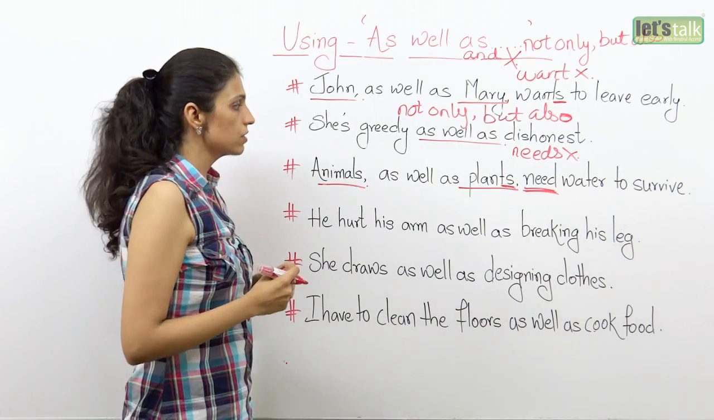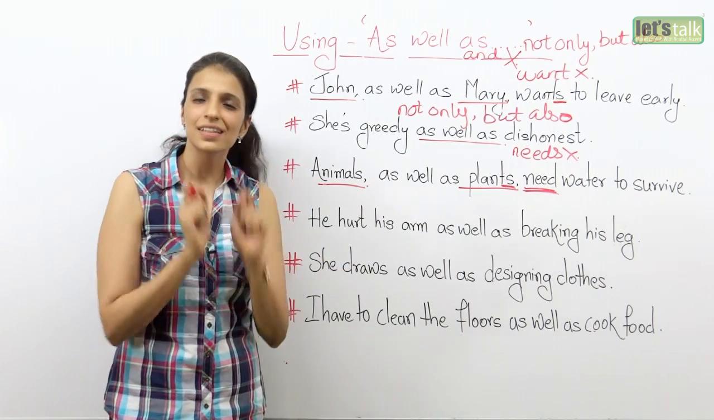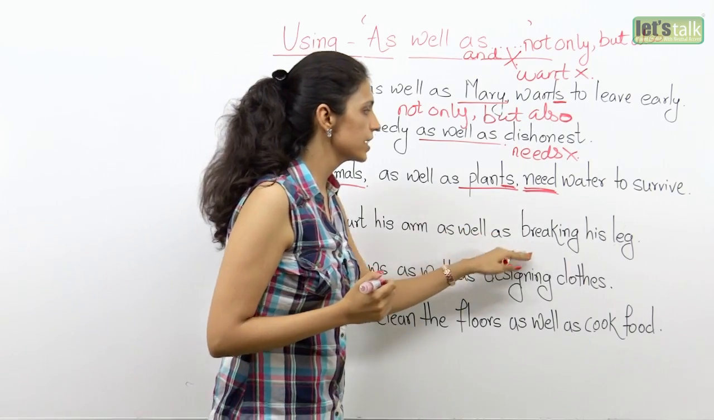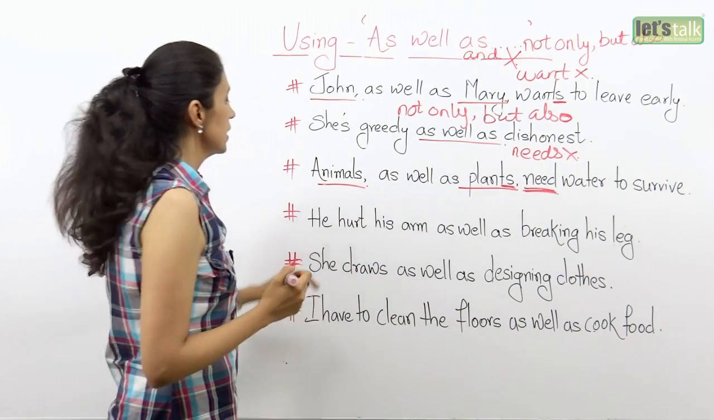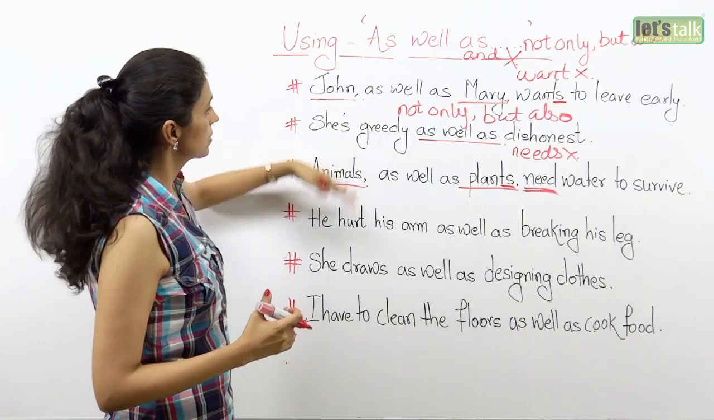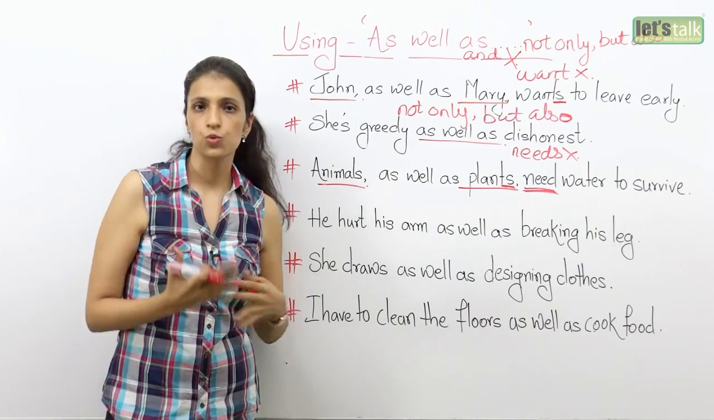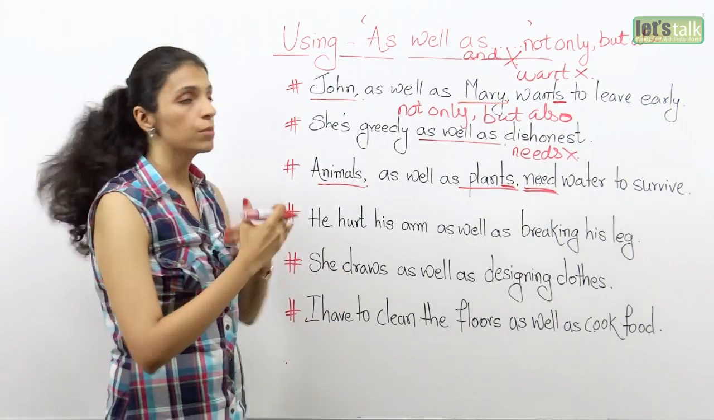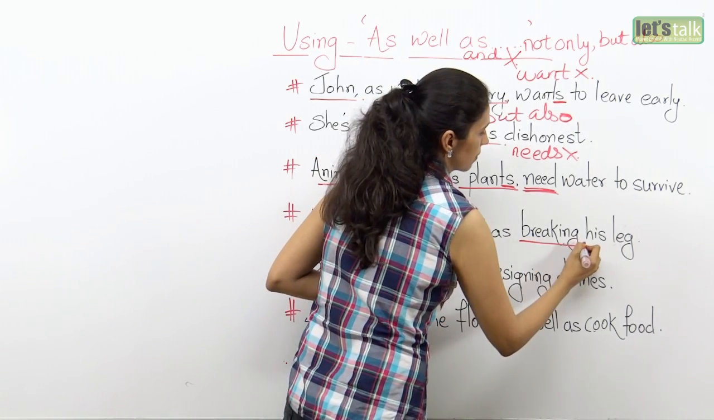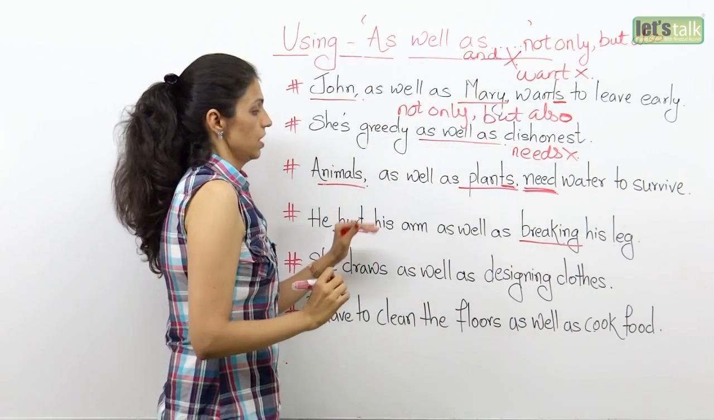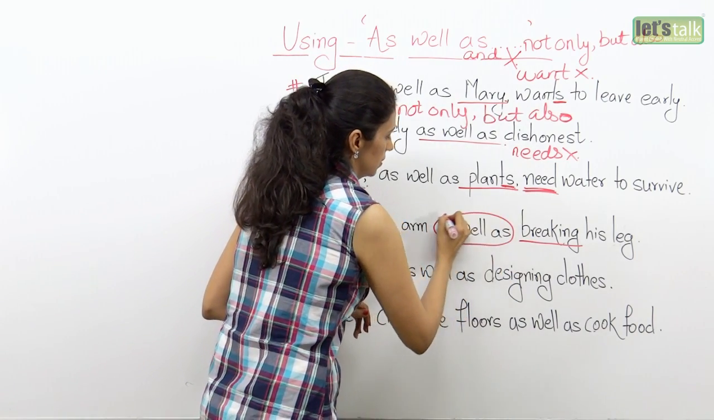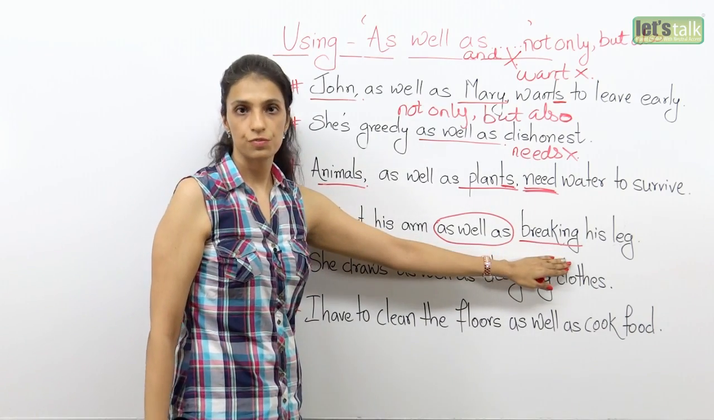Now we're going to take a look at the next sentence, which is slightly different. "He hurt his arm as well as breaking his leg." So we have two verbs here. There are two actions that are happening. In my earlier sentences, we had two subjects or two qualities that we are connecting. Now we are talking about two actions. He hurt his arm as well as breaking his leg. Now, the verb that follows "as well as" always takes an "ing" form.